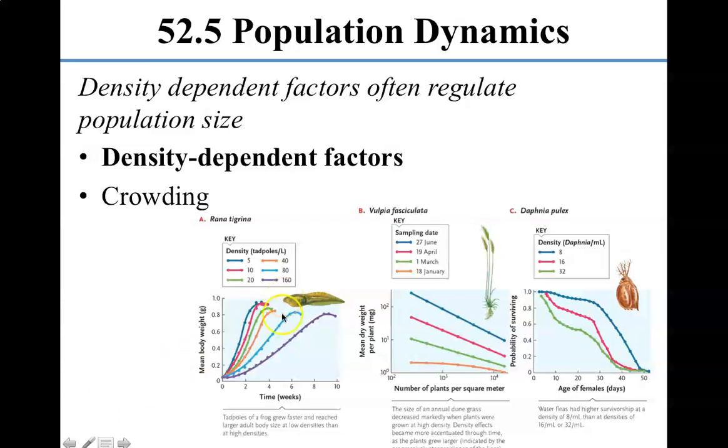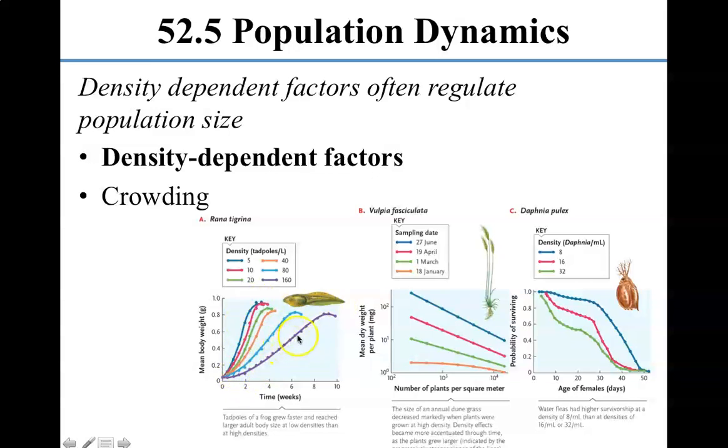If you look here, we've got tadpoles. The tadpoles were grown at 6 different densities, either 5 tadpoles per liter all the way up to 160 tadpoles per liter. And we find that the tadpole density affects their body weight. So the body weight of the tadpole is a density dependent factor. The tadpoles that are grown at low densities end up having a higher mean body weight, and they achieve that weight faster than when tadpoles are grown at a high population density.